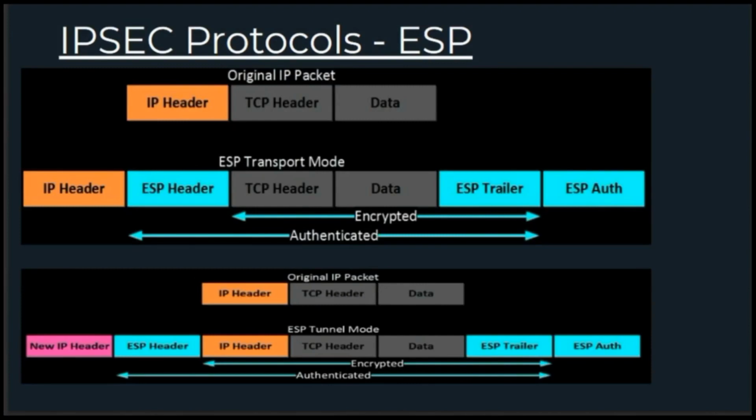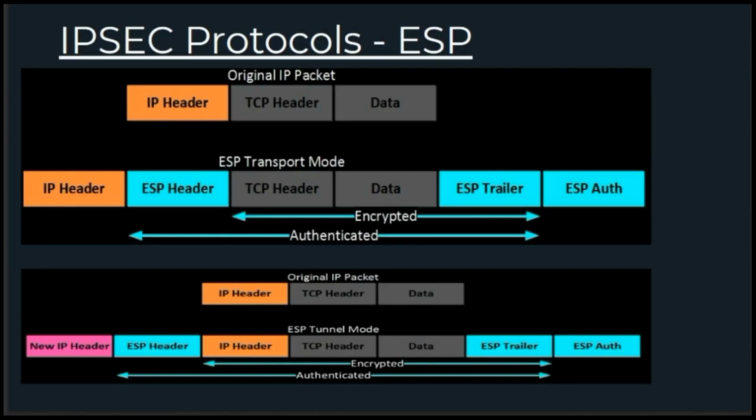ESP is the most popular choice of the two since it allows encrypting IP traffic. We can use it in transport mode or tunnel mode. Let's look at both. In transport mode, we use the original IP header and insert the ESP header. You can see that in the image.